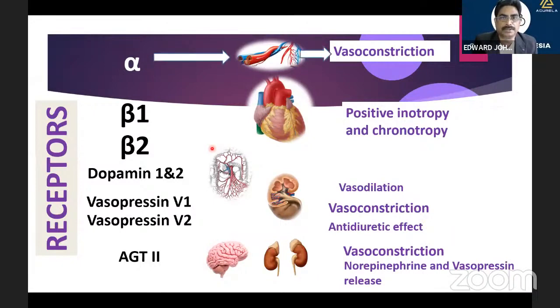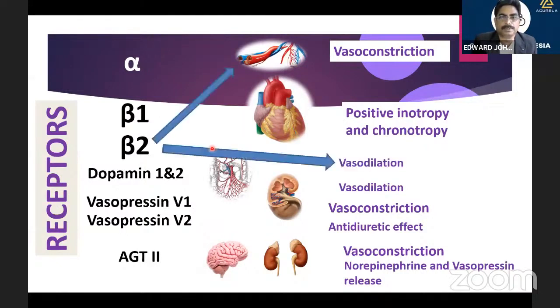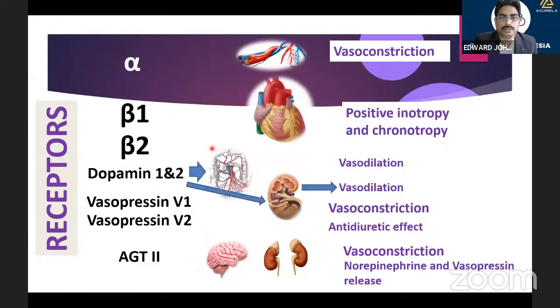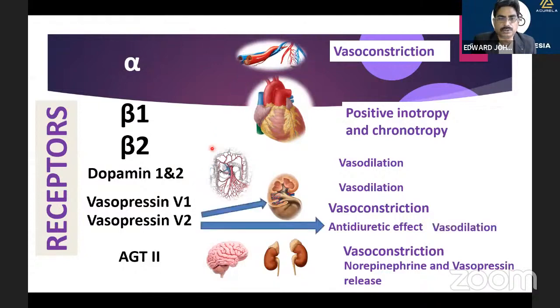Alpha is present in the vessels, it causes vasoconstriction. Beta 1 is present in the heart, it causes positive inotropy and chronotropy. Beta 2 is present in the blood vessels, causes vasodilatation. Dopamine D1 and D2 are present in the splanchnic vessels and kidney, causing vasodilatation. Vasopressin 1 is present in the blood vessels, causes vasoconstriction. Vasopressin 2 is present in the kidney, causes antidiuretic effect and vasodilatation.